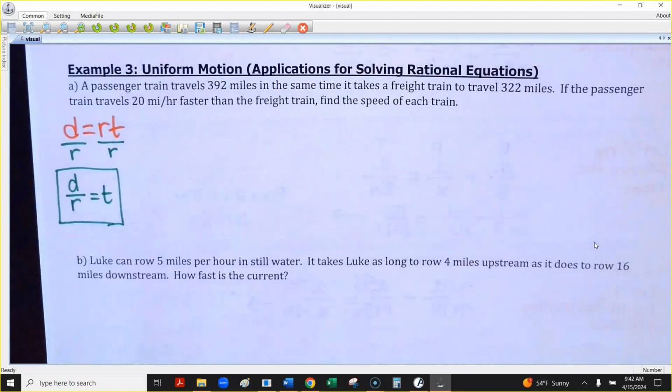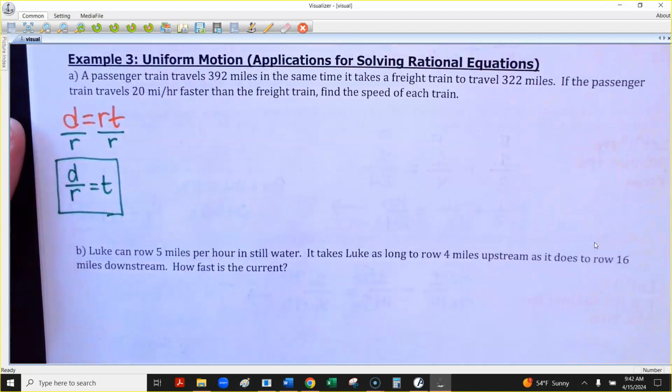These are called uniform motion problems. So if you have like a boat or a car or a train or something, it's going to be this type of a problem versus what we did on the front. So it's a little different. I'm not going to let one represent anything here.